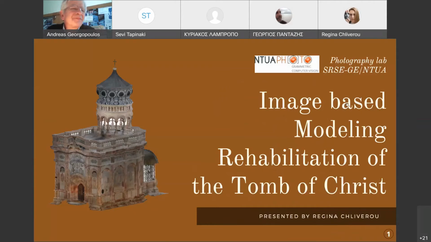No, okay. Good evening. I'm Regina Chliverou, and as Professor Georgopoulos said, I am the photographer of the team of the Photogrammetric Laboratory at the NTUA, and I will present to you the way we worked so as to shoot the photos that we used to create all the 3D models of the Holy Edicule before and after the rehabilitation.